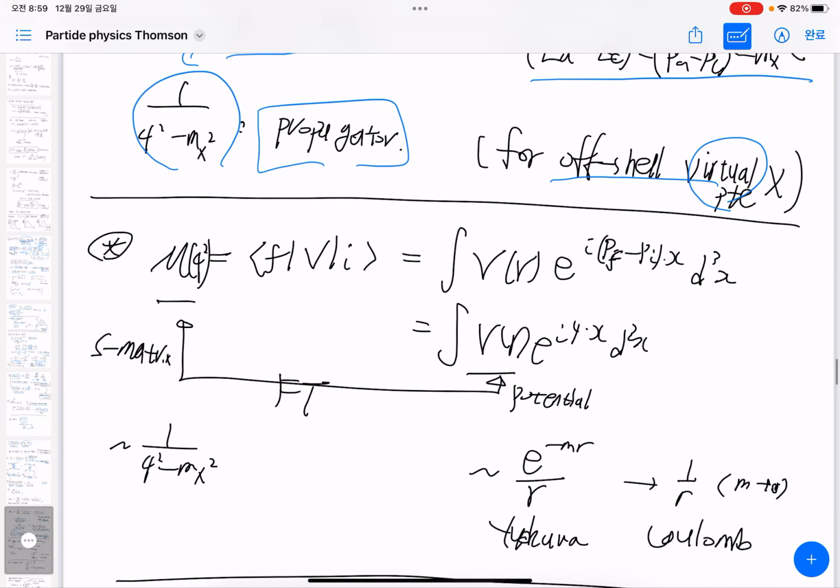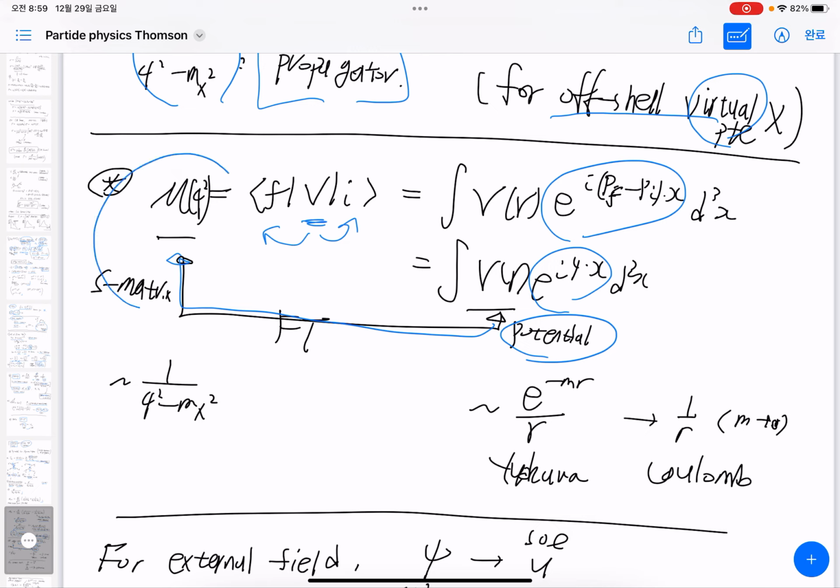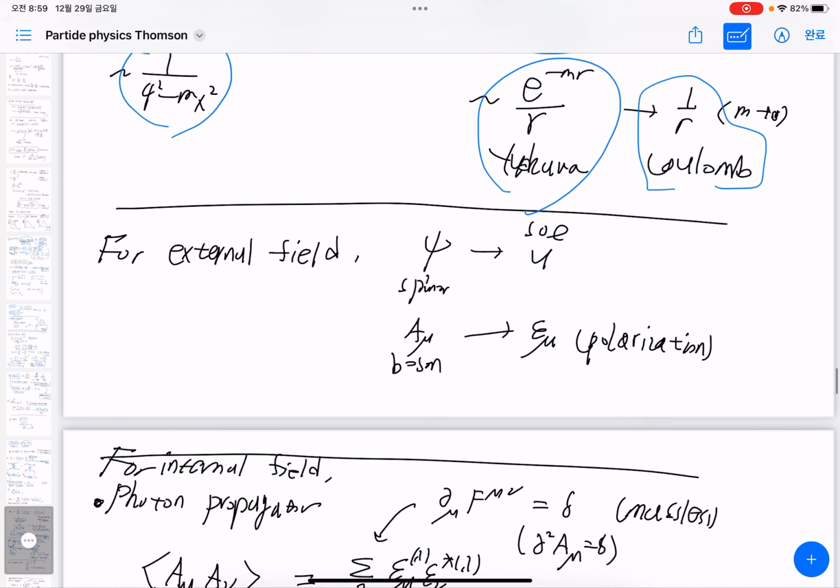Actually, such an amplitude is the Fourier transformation of the potential, because the potential acts on the initial and the final states, which become plane waves, and this can be interpreted as the exponential factors in the Fourier transformation. So if the S matrix or amplitude has the propagator form, then the potential is given by the Yukawa potential, and it reduces to the Coulomb potential in the limit where the mass goes to zero.